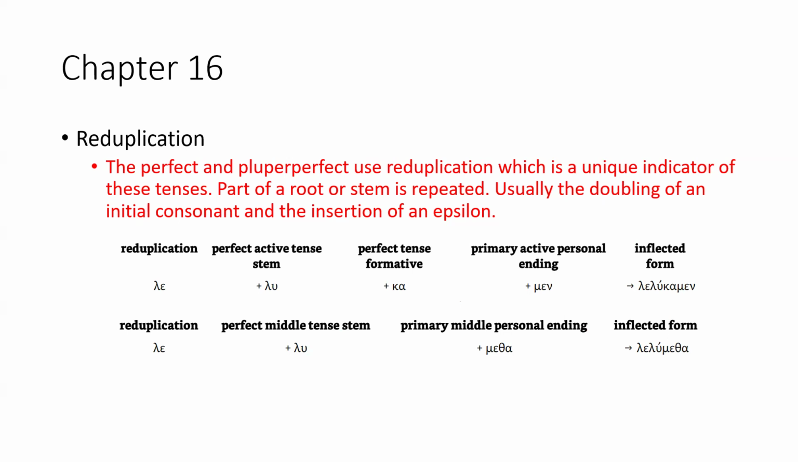And you see there the reduplication, leilu. The reduplication for the middle is also le, the middle tense stem is also lu, the primary middle personal ending is metha, and the inflected form is leilumetha. So you see reduplication there, which is part of the perfect and pluperfect morphology.